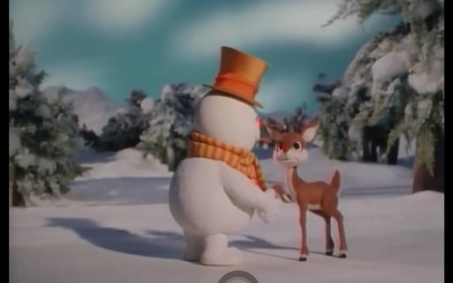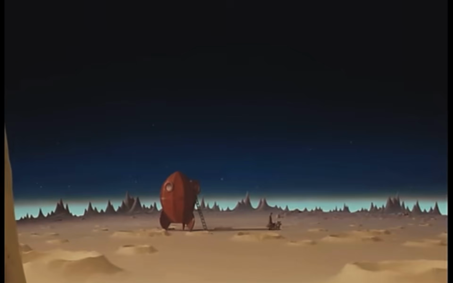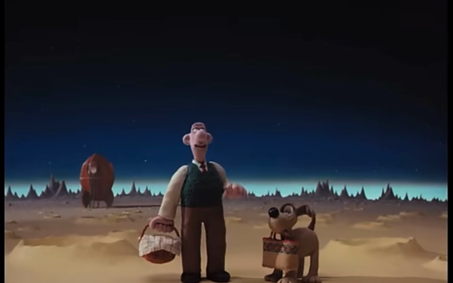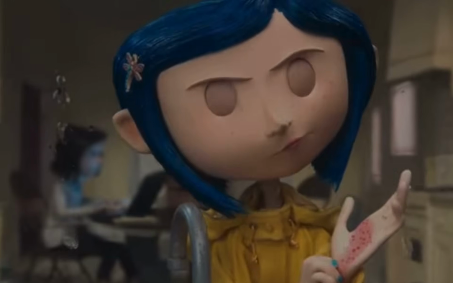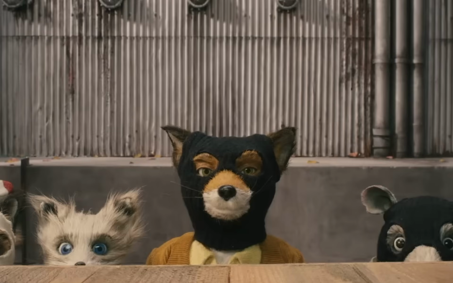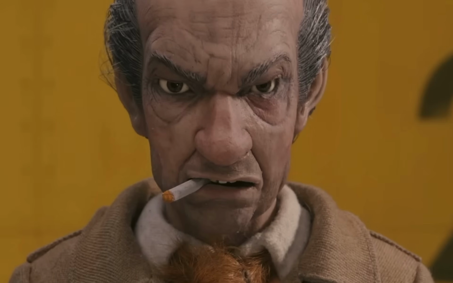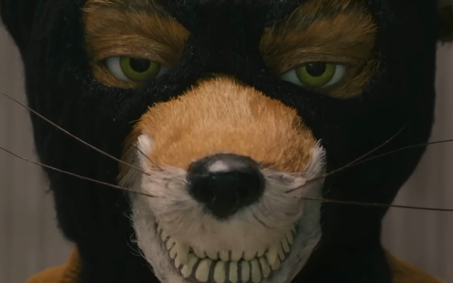From the masterful works of studios like Rankin and Bass, Aardman, and Laika, all the way up to Wes Anderson's fantastic Mr. Fox, Starovich's work has continued to inspire others to push the boundaries of the art form.